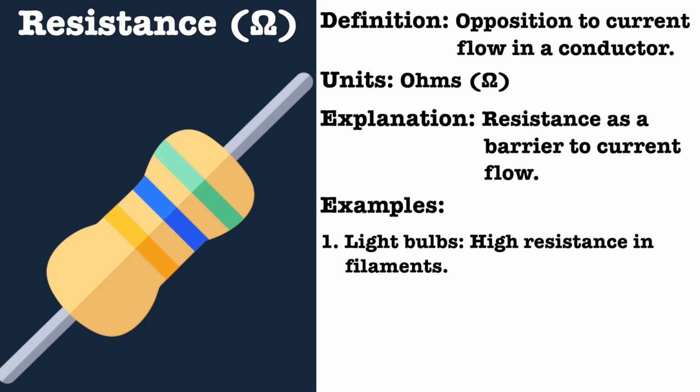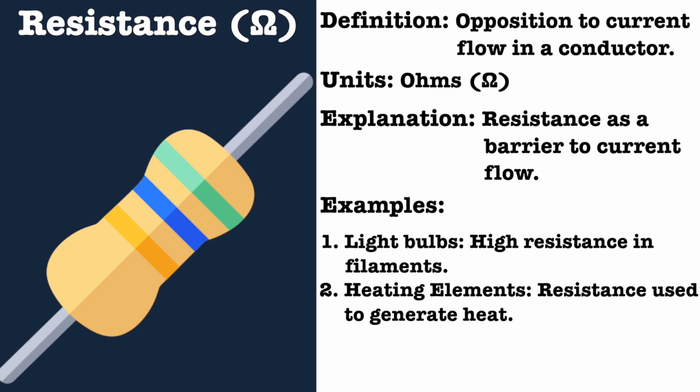The filament in an incandescent light bulb has high resistance, causing it to heat up and produce light. If we talk about heating elements, electric stoves and toasters use high resistance wires to generate heat. Another example is fuses.